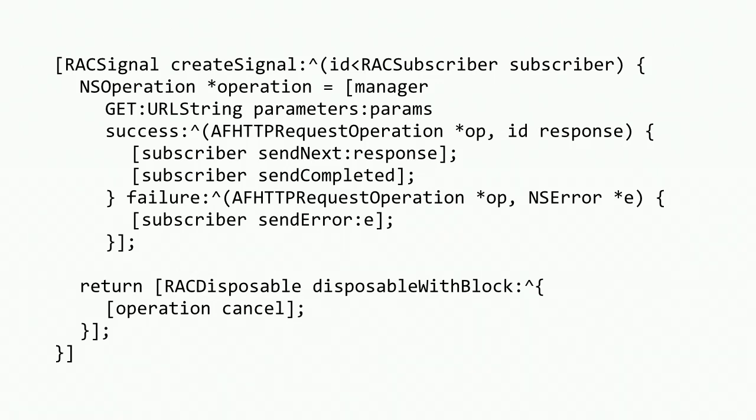So now this get method actually returns an operation, and now we can create a disposable using the disposable with block API and call cancel in it. So that means if for whatever reason we recreate this signal and we don't end up needing it, we can call cancel. Or if we want to cancel it midway through, that also works. Sorry, we can call dispose, which will then cancel.